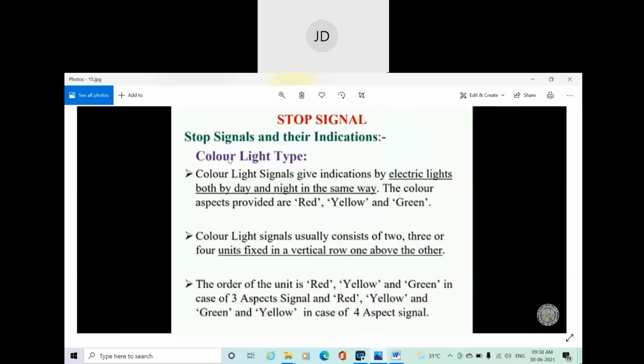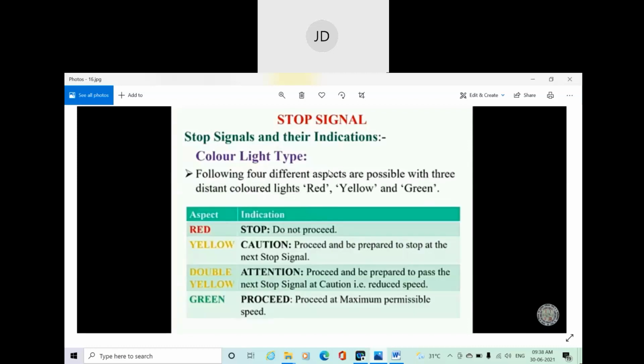The stop signal can also be used in color light system, color light type. In color light type, we don't use an arm. It is not a semaphore type, we only use light, even in the daytime. Daytime and nighttime, in both we use light only, we are not going to use an arm. So it's basically color light type.